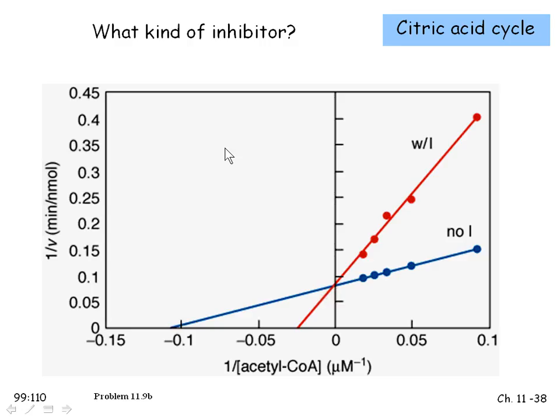So if this is an inhibitor of the citric acid cycle, and we're showing the rate at which the cycle is going, and the variable on the bottom here is acetyl-CoA being made. So this is citrate synthase, for instance. What kind of an inhibitor has been added to this reaction? Sorry? So you're suggesting a competitive inhibitor. Would you like to give the logic for your answer?